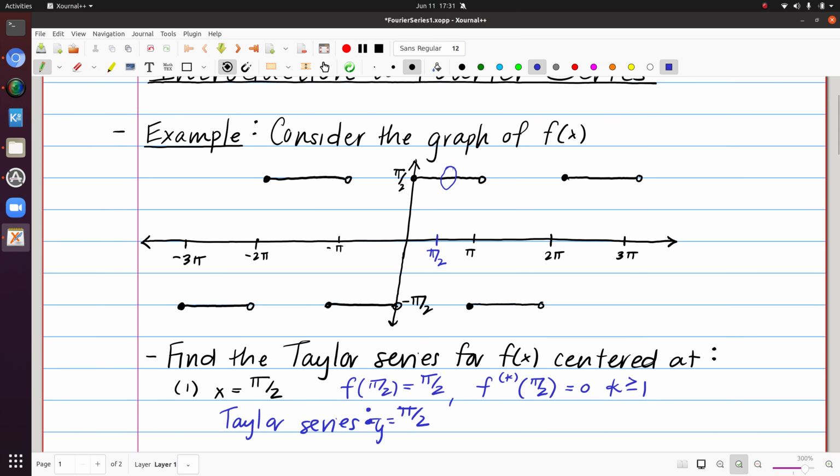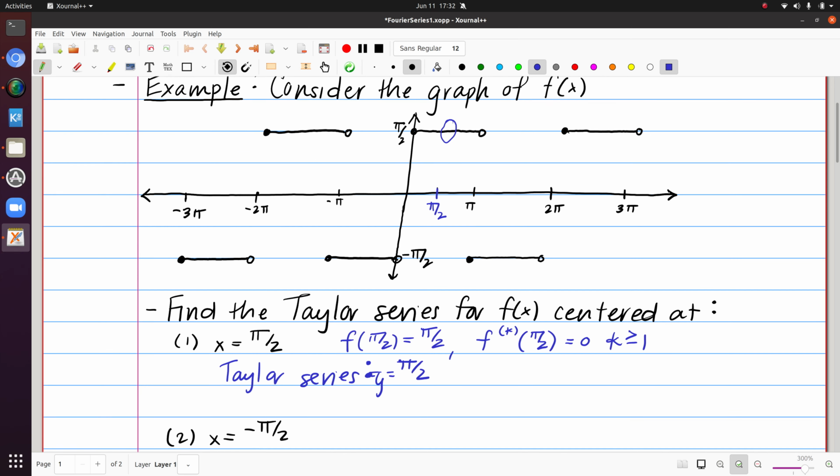So if I were to think about the graph of y equals pi over 2, notice that it would actually be a perfect fit for the function as long as x is between, say, 0 and pi. But as soon as I deviate from that interval, then it's not a great approximation of f, because the function then becomes minus pi over 2, but my Taylor series remains the constant function y equals pi over 2.